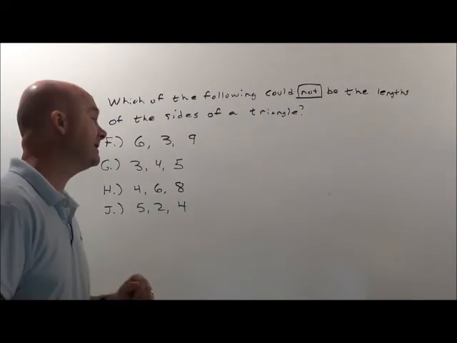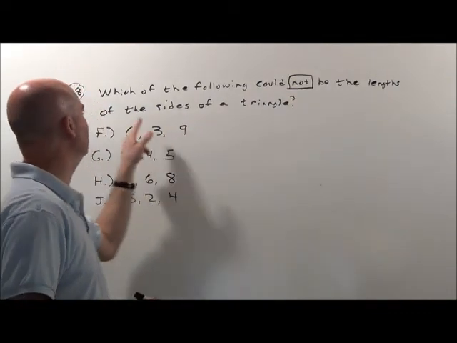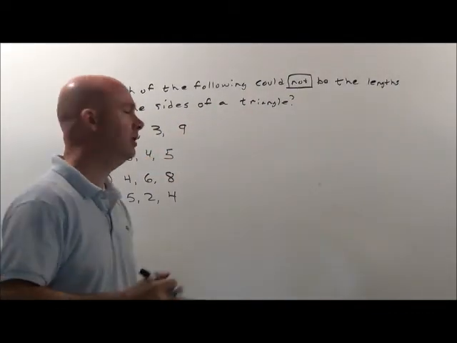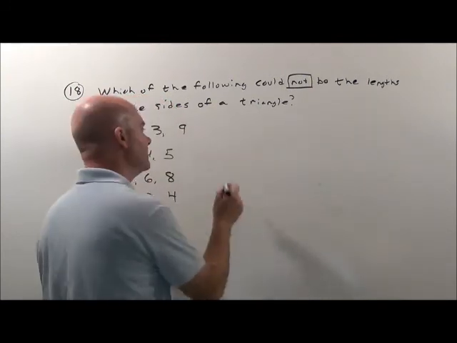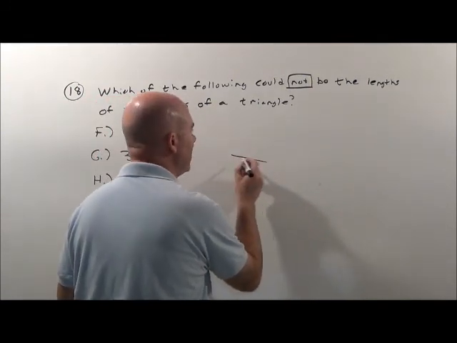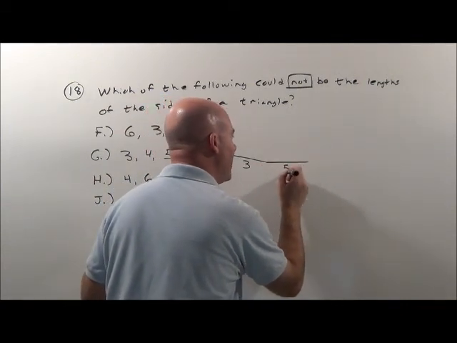All right, problem 18. Which of the following could not be the lengths of the sides of a triangle? Now remember, when you have a triangle, two sides. Let's say we have a side, just taking a look at this before we start. We have a side right here. Let's pretend it's 3. And then this guy's going out 5.